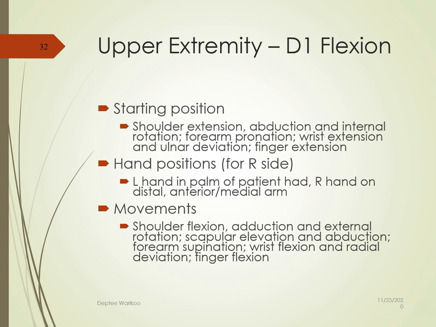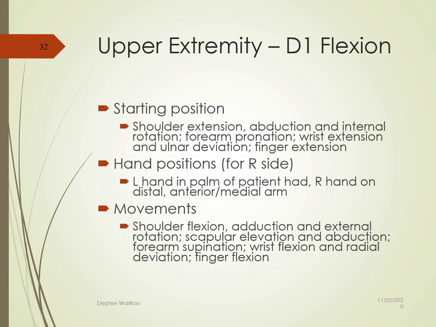First, let us have a look at the D1 flexion pattern. D1 flexion pattern keeps shoulder in flexion, adduction, external rotation. Scapula is in elevation, abduction and upward rotation. Elbow stays in flexion or extension because it is the neutral component. Forearm remains in supination. Wrist becomes in flexion and radial deviation. And fingers and thumb are in flexion and adduction. So you can see this is the ending position of D1 flexion.